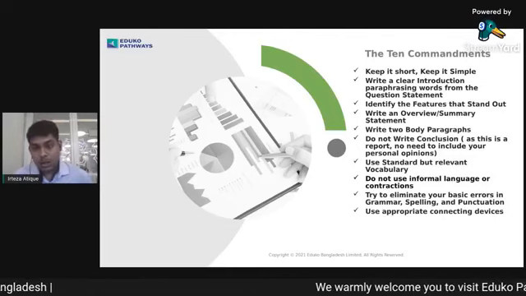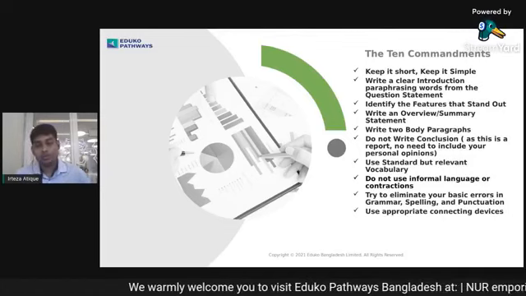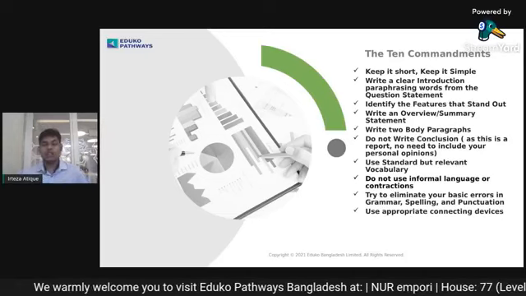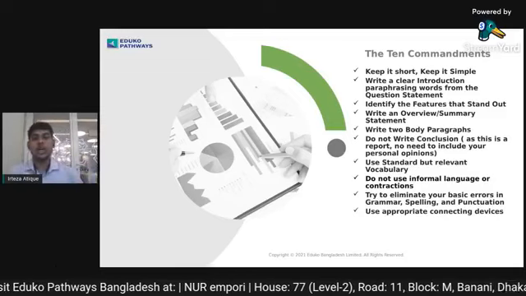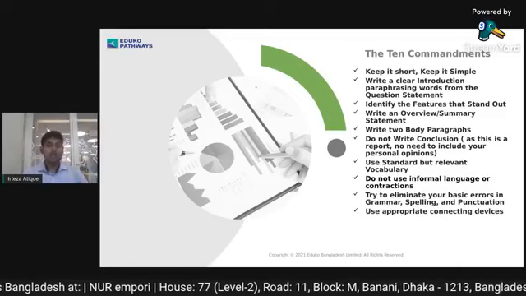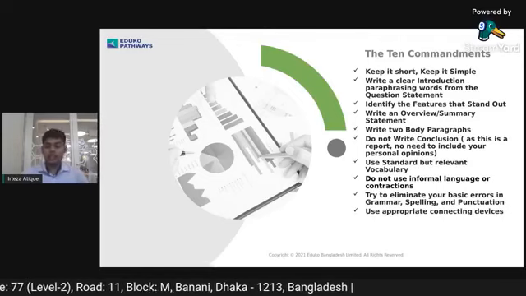So the second one is write a clear introduction, paraphrasing words from the question statement. The first thing that you have to do in writing task 1 is write an introduction. And what do you do in the introduction? You just have to paraphrase what is in the question. So you're going to be given a question.